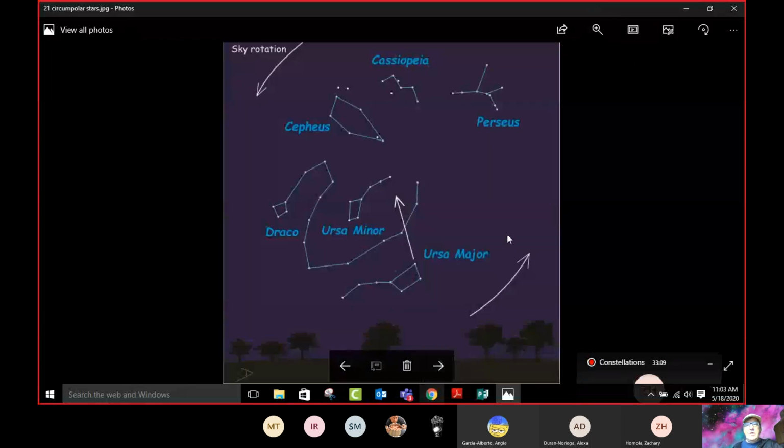Okay, so Big Dipper, Little Dipper, with the pointer stars showing us the location of Polaris. Here's some of the other circumpolar stars and constellations. Draco the Dragon, Cepheus the king, Cassiopeia the queen, and Perseus the hero. We're going to take a quick look at Cassiopeia because she's easy to find and pretty bright.